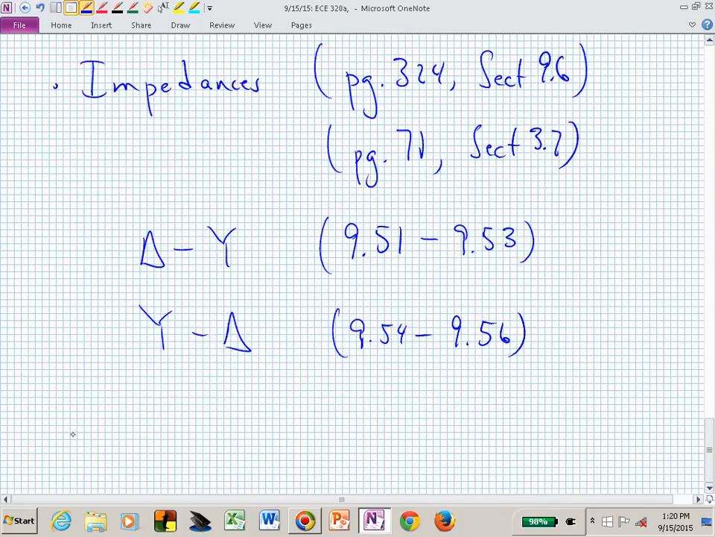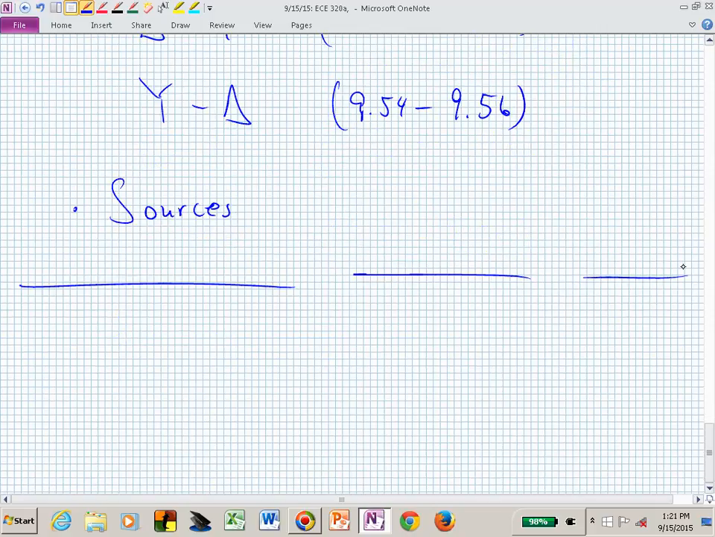And if you had sources, the impedances of sources, you would do the same way. If you had Z sub GA, Z sub GC, and Z sub GB in a delta, and you wanted to convert those to a Y, you would use these same formulas, those impedances. And we'll learn how to convert the voltages from deltas to Ys in a little bit. Let's now talk about analyzing these circuits.